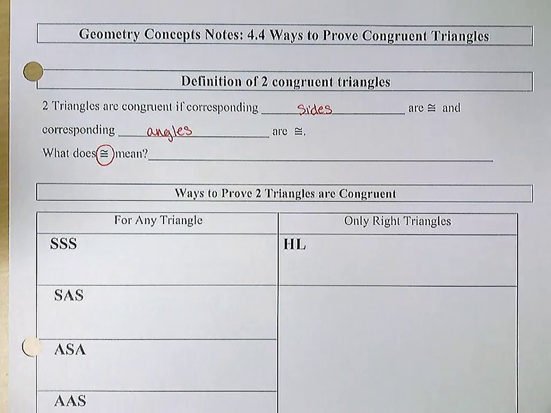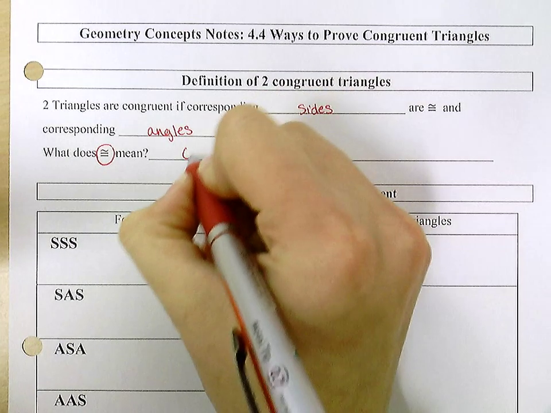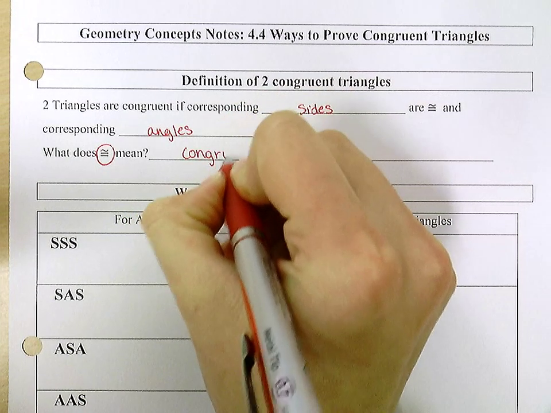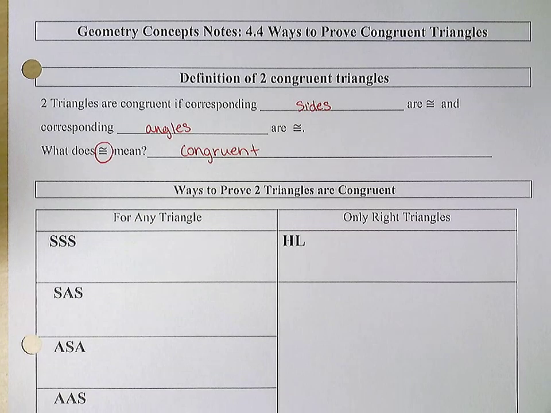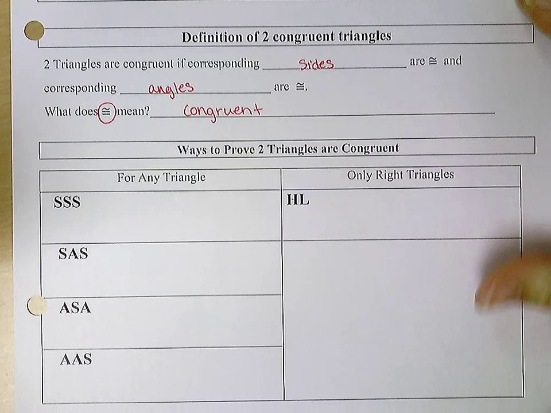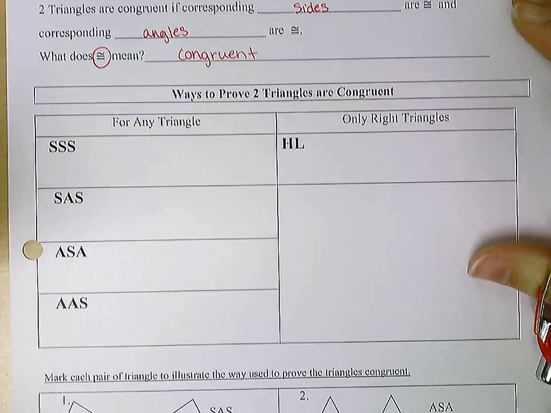Our symbol here. What does it mean? Congruent. It means something is congruent. So they're the same. They're equal. They are congruent. So below here I have the different ways to prove that two triangles are congruent.